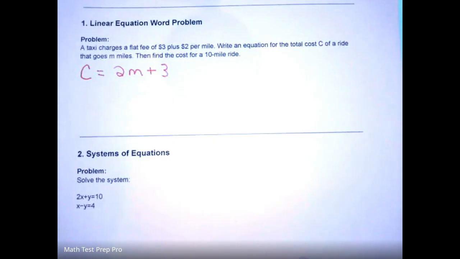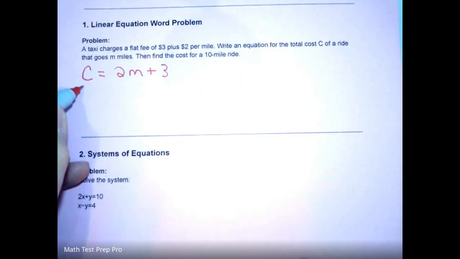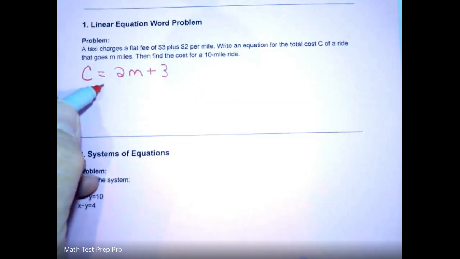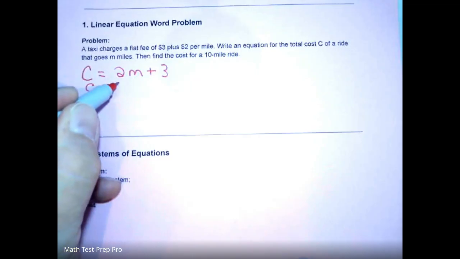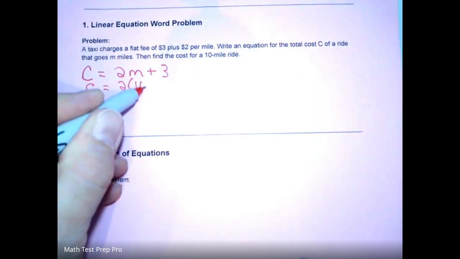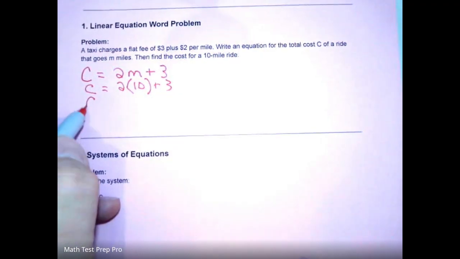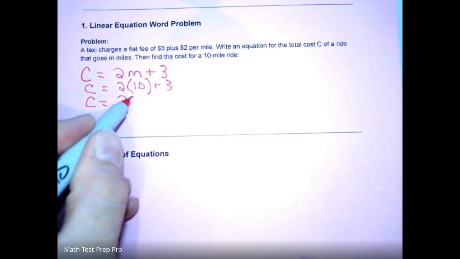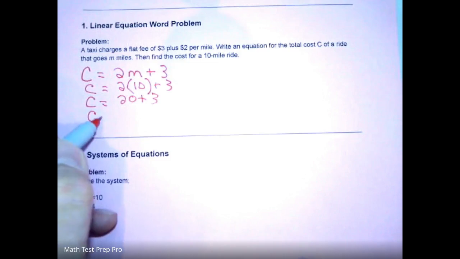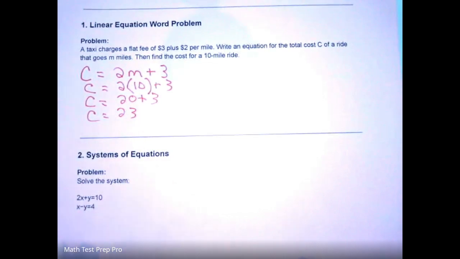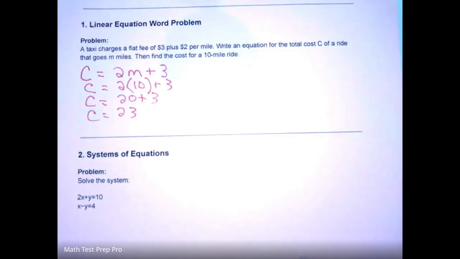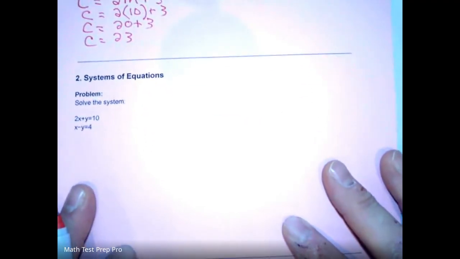All right, so part one, we've written an equation. Then find the cost for a 10-mile ride. What we're going to do is plug in M equals 10. C equals 2 times 10, because that's the mileage, right, plus 3. So C equals 20 plus 3. C equals 23. So the cost for a 10-mile ride is going to be $23. All right, let's keep going.